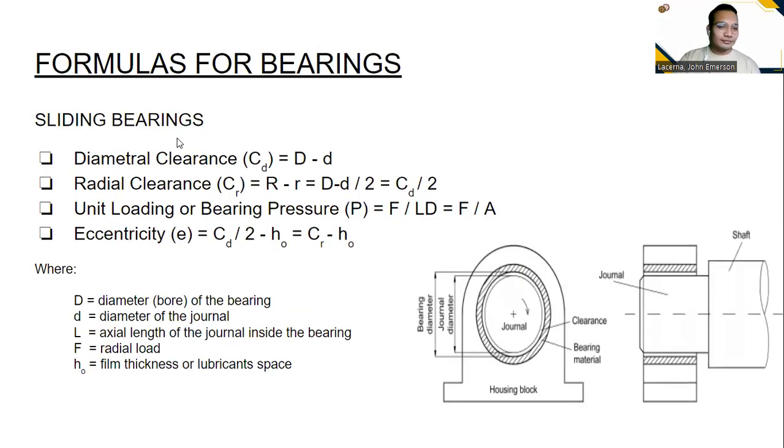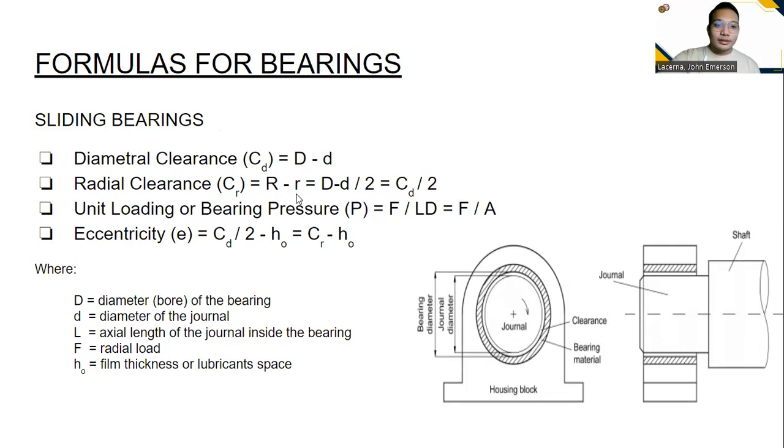Okay. Excuse. Formulas for bearings. So, typical formula natin is for sliding bearings. We have the diametral clearance and the radial clearance. So, parehas lang sila. Diametral clearance if diameter ang given or diameter ang pinapahanap na unit. And we have the radial if radius yung pinapahanap.